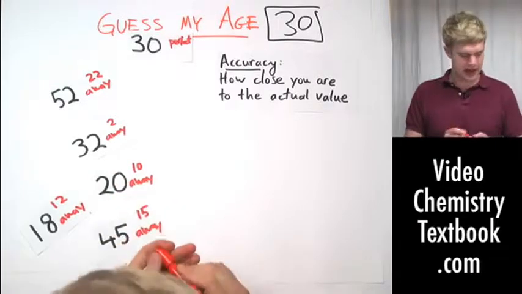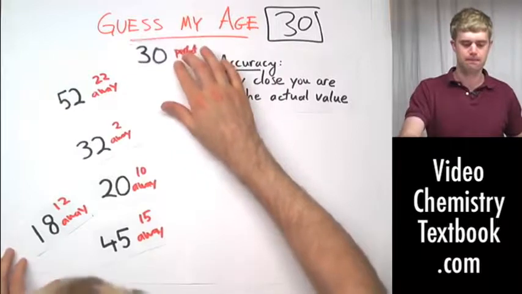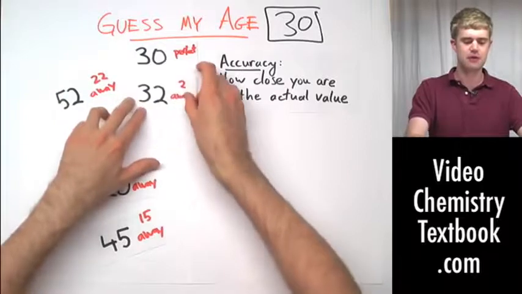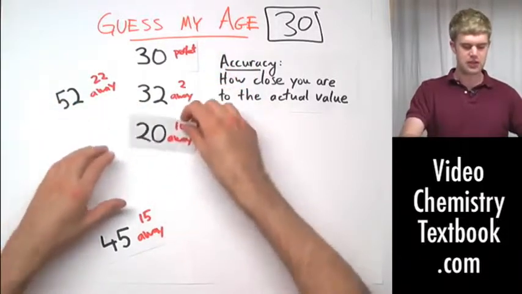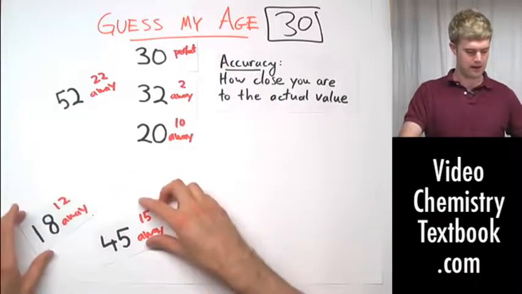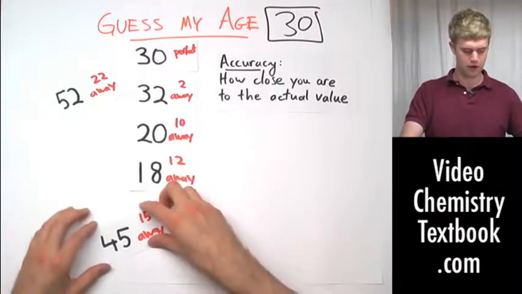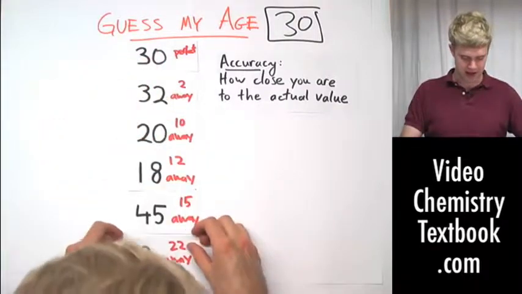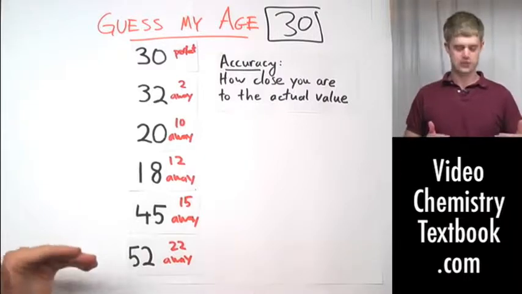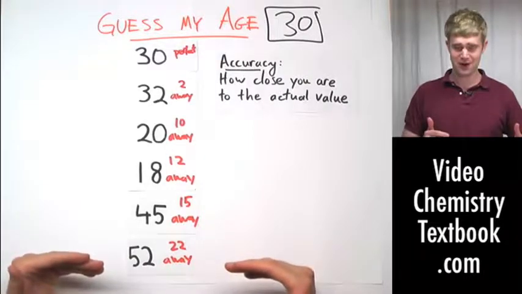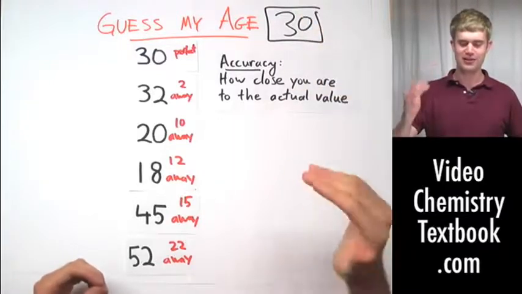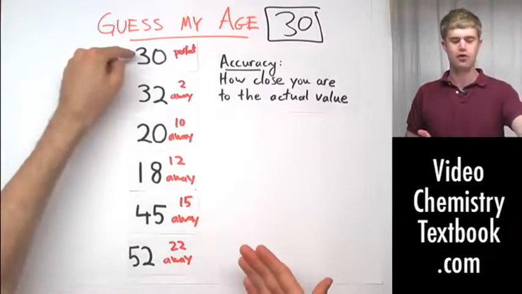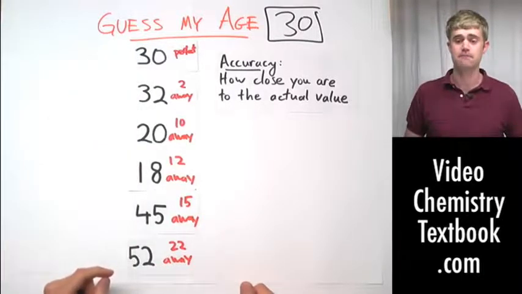So let's rank these in terms of accuracy. 30 is the most accurate. 32 would be the second most accurate. It's 2 away. The next is going to be 20, because that's 10 away. Then we have 18, which is 12 years off. 45, which is 15 years off. And this one here at 52, which is 22 years off. So actual age 30, and accuracy is how close we are to the actual value. Greatest accuracy, least accuracy.